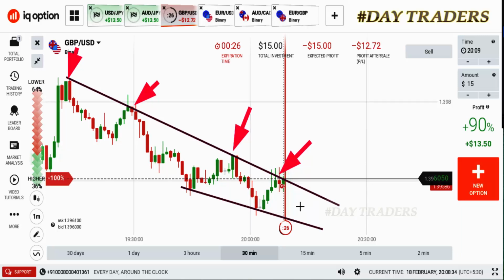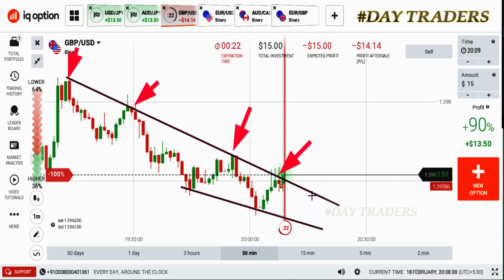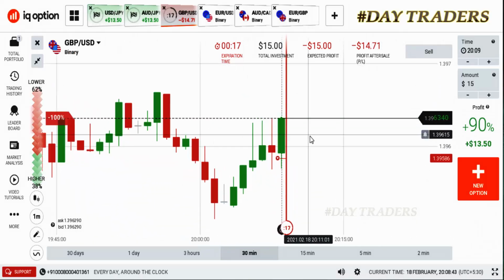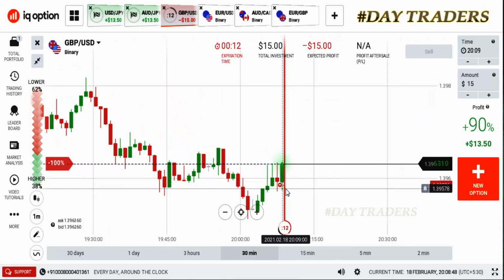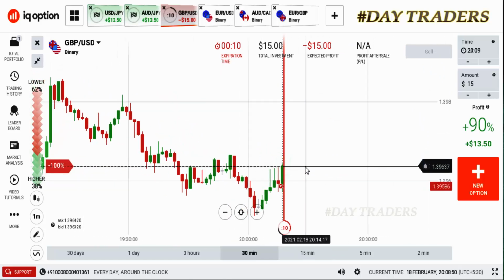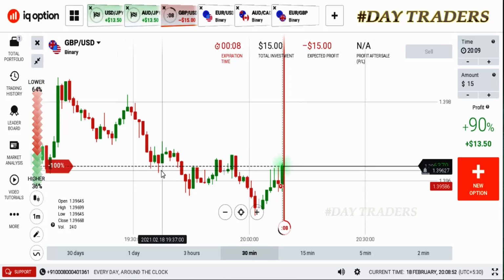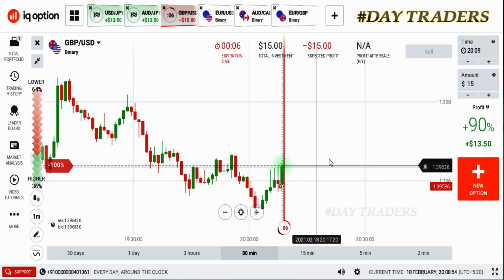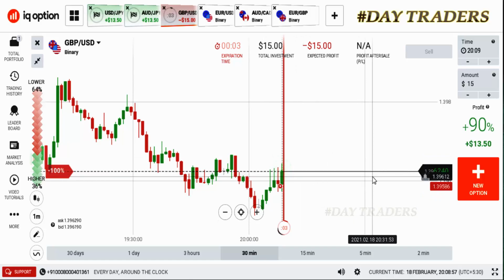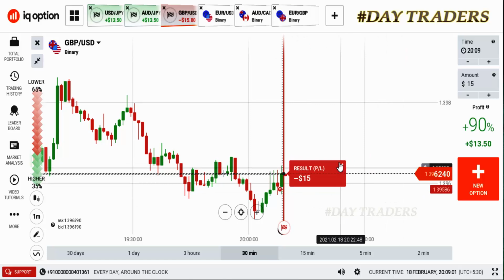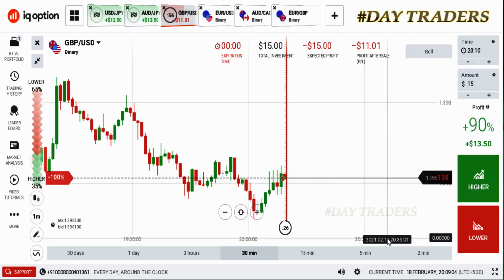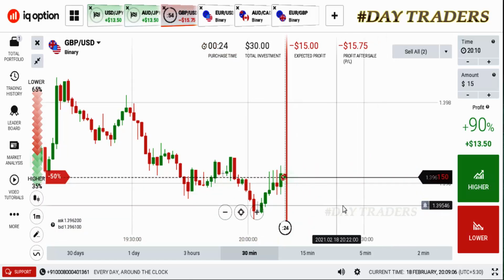Okay, there is no seller's entry. Okay, there is no seller's entry. Sometimes it's going to happen. Okay, I will easily recover this trade. Don't worry. This is a breakout candle. I am expecting a retracement candle.